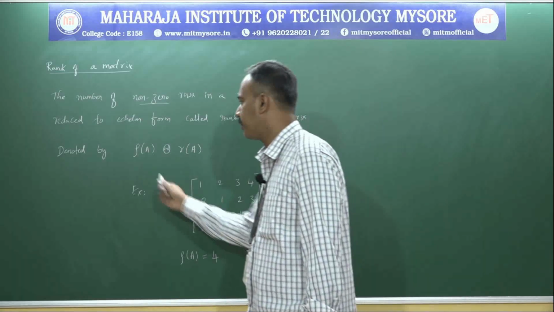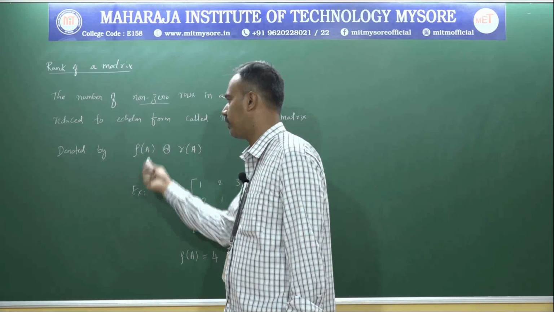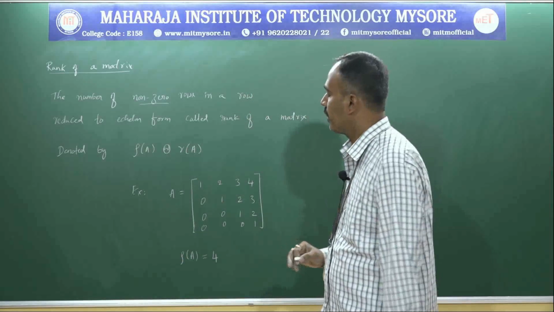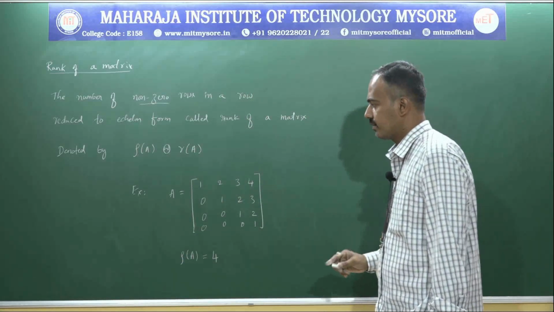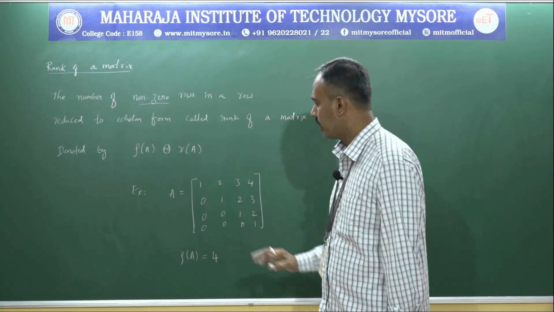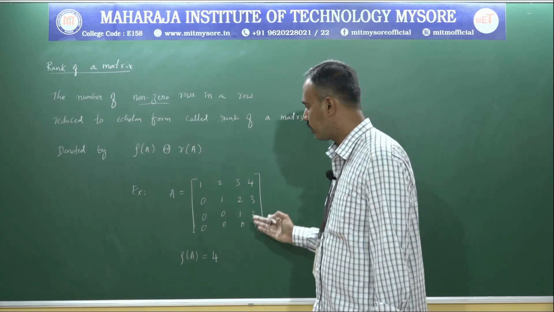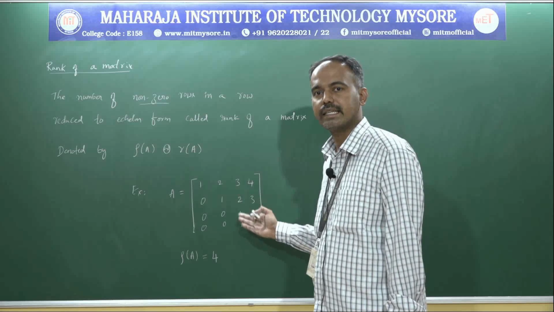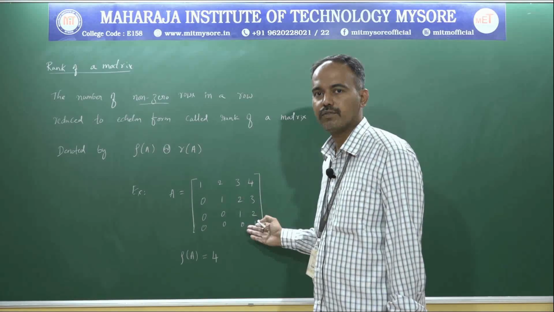It is denoted symbolically as rho of A, or otherwise R of A. Now the first example is the matrix A. First, you have to check whether the given matrix is in the echelon form.